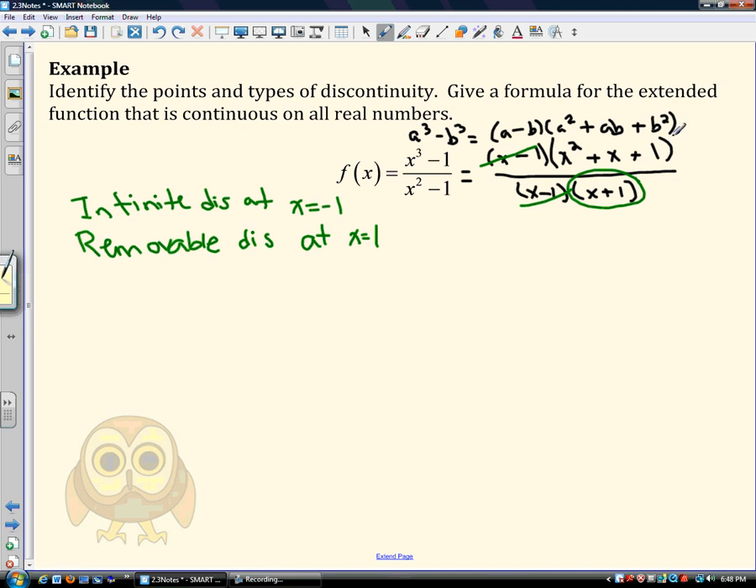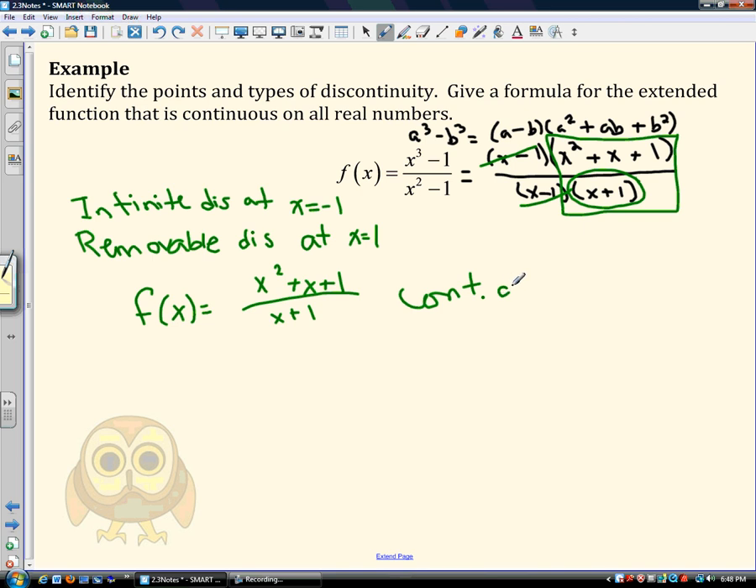We know from pre-calculus that in order to graph this function, once these are canceled, we can graph this, and that's what the function will look like, and we just put a hole at x equals 1. So our extended function is f of x equals x squared plus x plus 1 over x plus 1. Makes it continuous, I can't write very well today. Continuous at x equals negative 1, or positive 1, sorry, because we got rid of this.